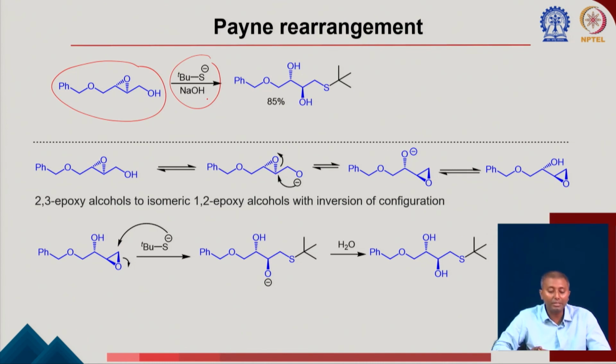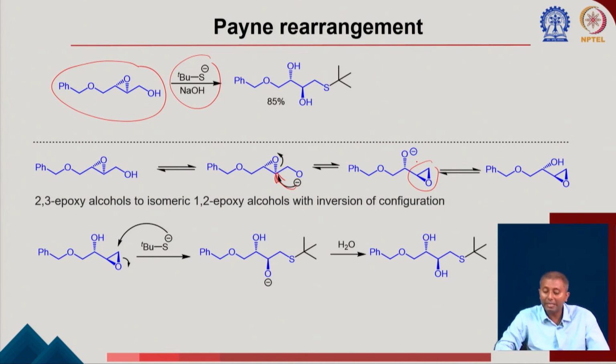Here the first thing is, again as you see, there is a base going to abstract this oxygen proton, making an O minus. Once abstracting the proton, the first thing is the stereo inversion. So you should be carefully looking into this. Once it is doing here, we are making this epoxide. So the first thing is a first SN2 happening.